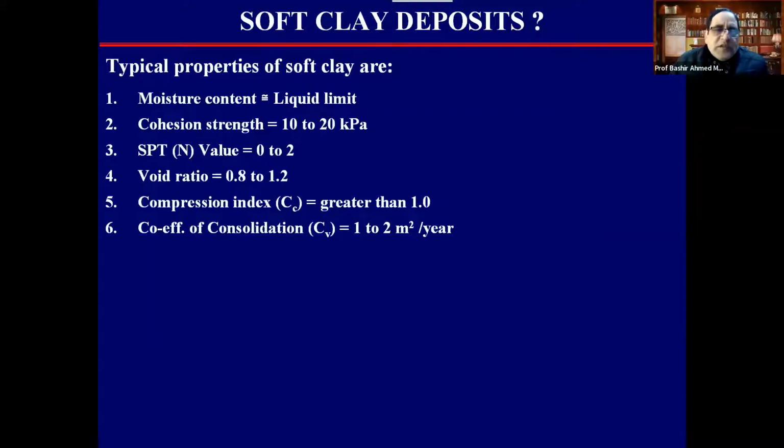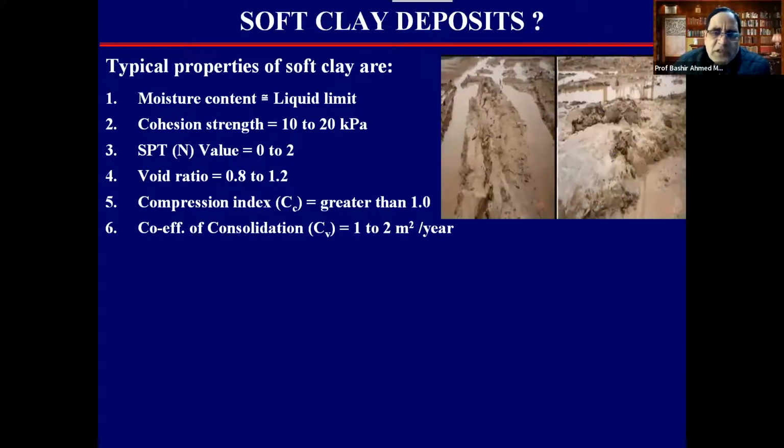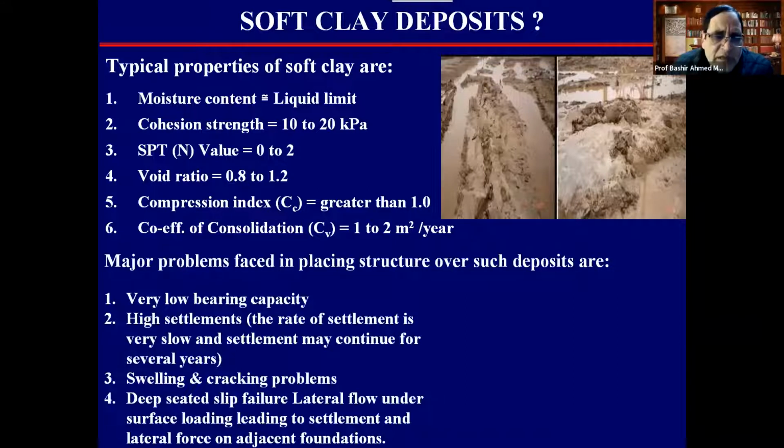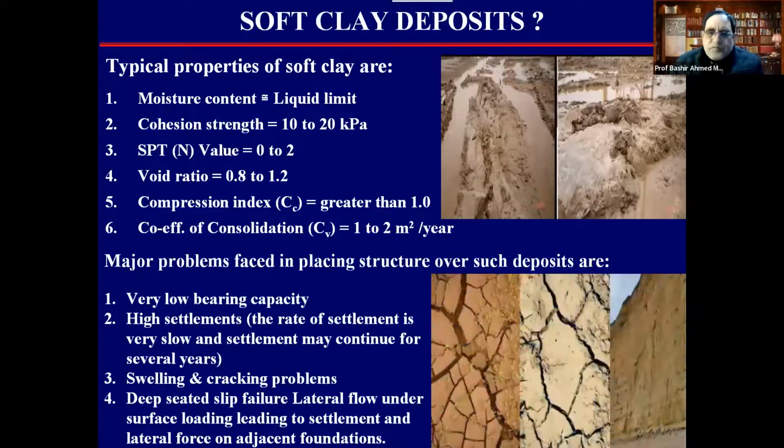Likewise, we have soft clays. Moisture content is almost equal to or sometimes more than the liquid limit. Cohesion is very low, the SPT value is very small, the void ratio is too high, compressibility is very high, and the coefficient of consolidation is high, so they need treatment. The major problems are again the same: very low bearing capacity, high settlements, and a very slow rate of settlement in the case of clays. Swelling and cracking problems are there, particularly in expansive soils, along with deep-seated failure, lateral earth flow under the surface, etc.